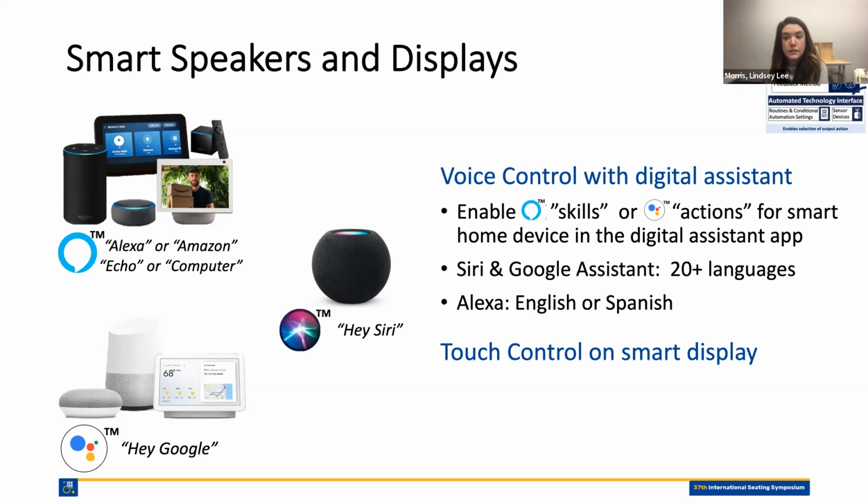And you'll do that within the digital assistant's app or the home app, they're combined kind of. For Apple, it automatically pairs and there's nothing additional that you need to enable. And by doing this, this is what allows the system to recognize the different specific voice commands that would allow you to control your devices. Siri and Google are able to communicate in 20 different languages and dialects, while Alexa is currently available in English or Spanish.